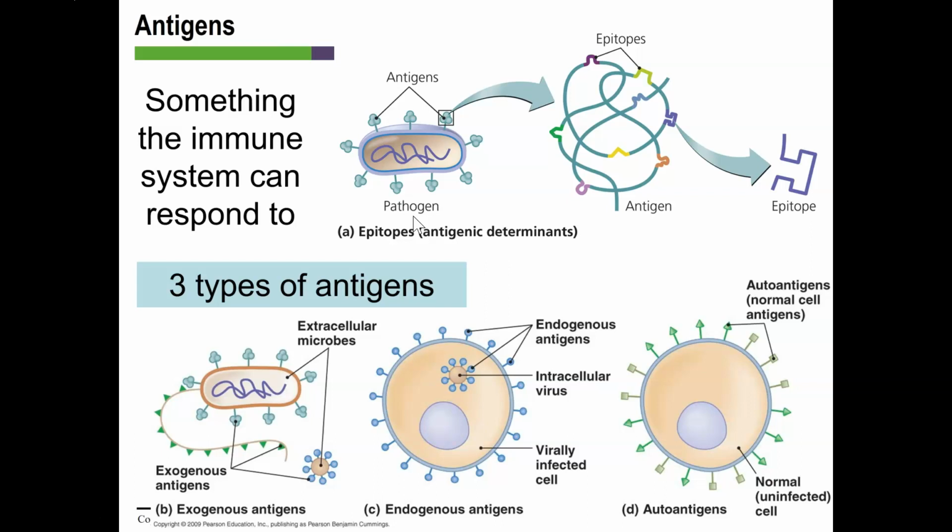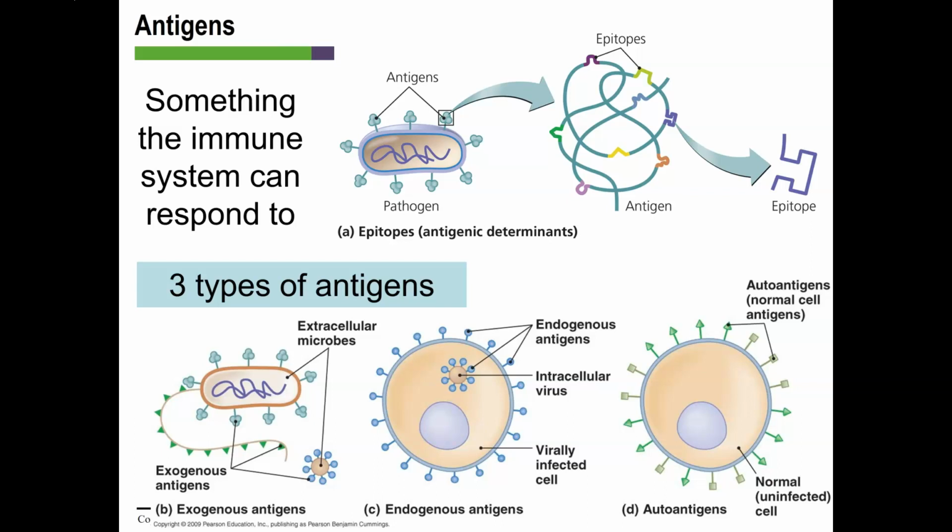At the same time, I want to draw your attention to this term right here, epitopes. Epitopes are the specific regions of a larger antigen that is going to be recognized. So if you have a large protein, only a little part of that would be recognized by any particular cell type that can see and respond to it as an antigen. That portion of an antigen that is actually the recognized portion is the epitope.